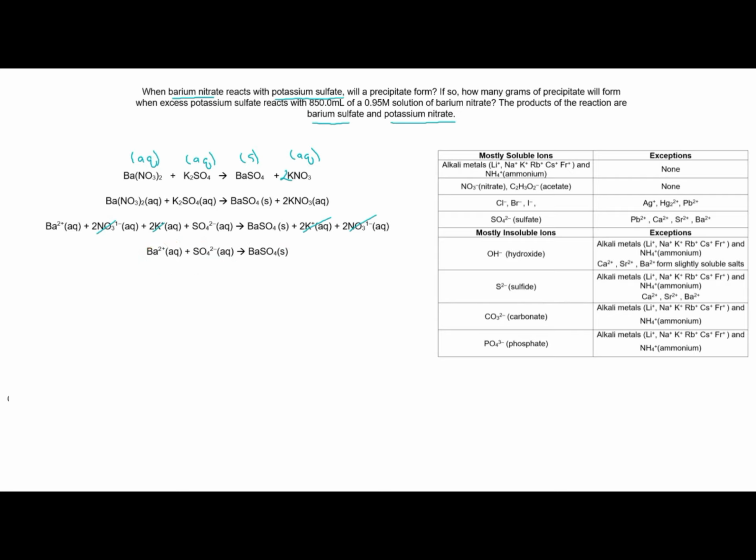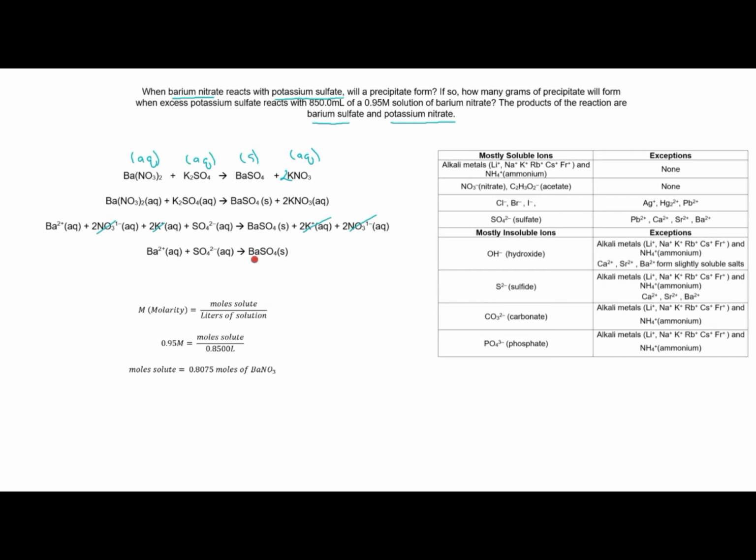Now let's start to deal with our math. We want to know how many grams of barium sulfate are going to form, and we've got 850 milliliters of a 0.95 molar solution of barium nitrate. Okay, I've got concentration. Let's get our equation for concentration up. Let's plug in what we know. I know my concentration right here, and I also know my volume. Notice I did change it from milliliters to liters. I can calculate my moles of solute, and in this case my moles of solute are barium nitrate because this is the barium nitrate solution. So I have 0.8075 moles of barium nitrate.